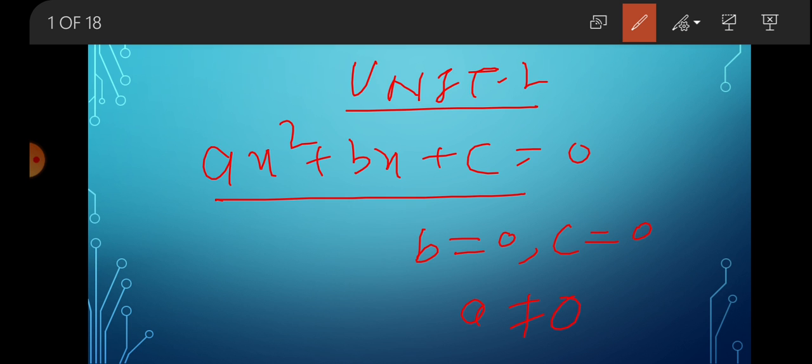as soon as a becomes 0, suppose I substitute a is equal to 0, so 0 into x square plus bx plus c is equal to 0. So this term will become 0, so the remaining term will be bx plus c is equal to 0. Now since the maximum power of x is 1, this equation is no longer a quadratic equation. This equation has now become a linear equation.